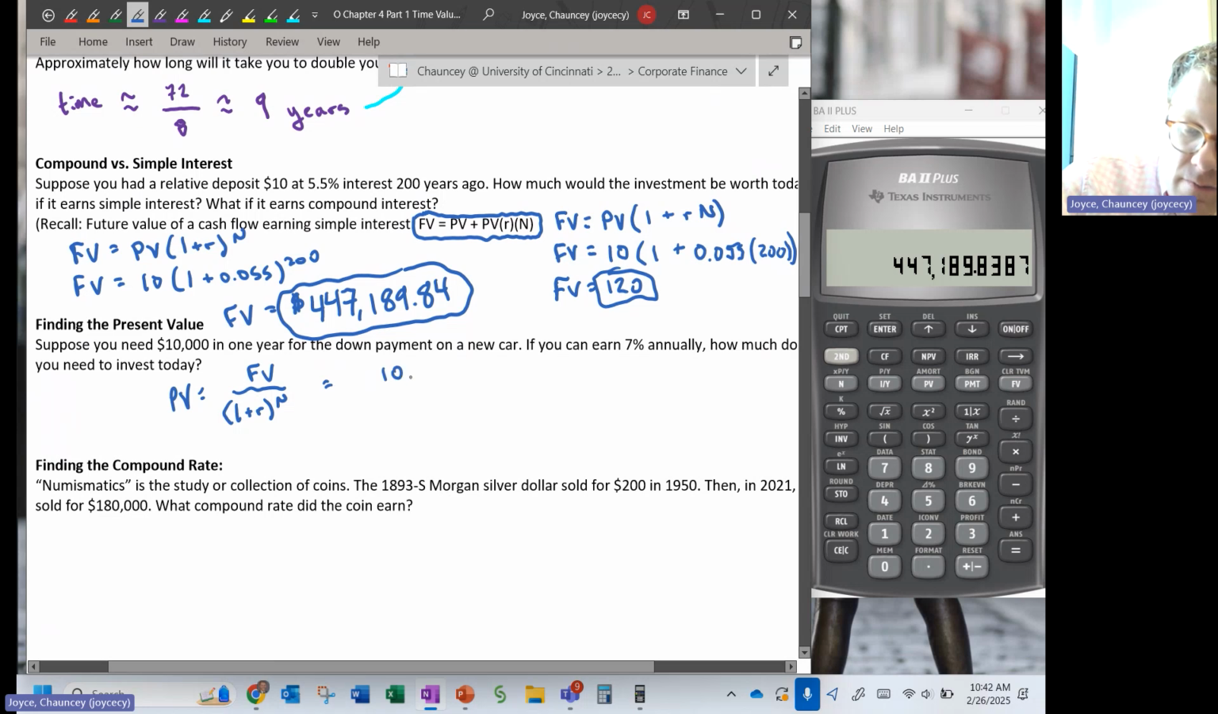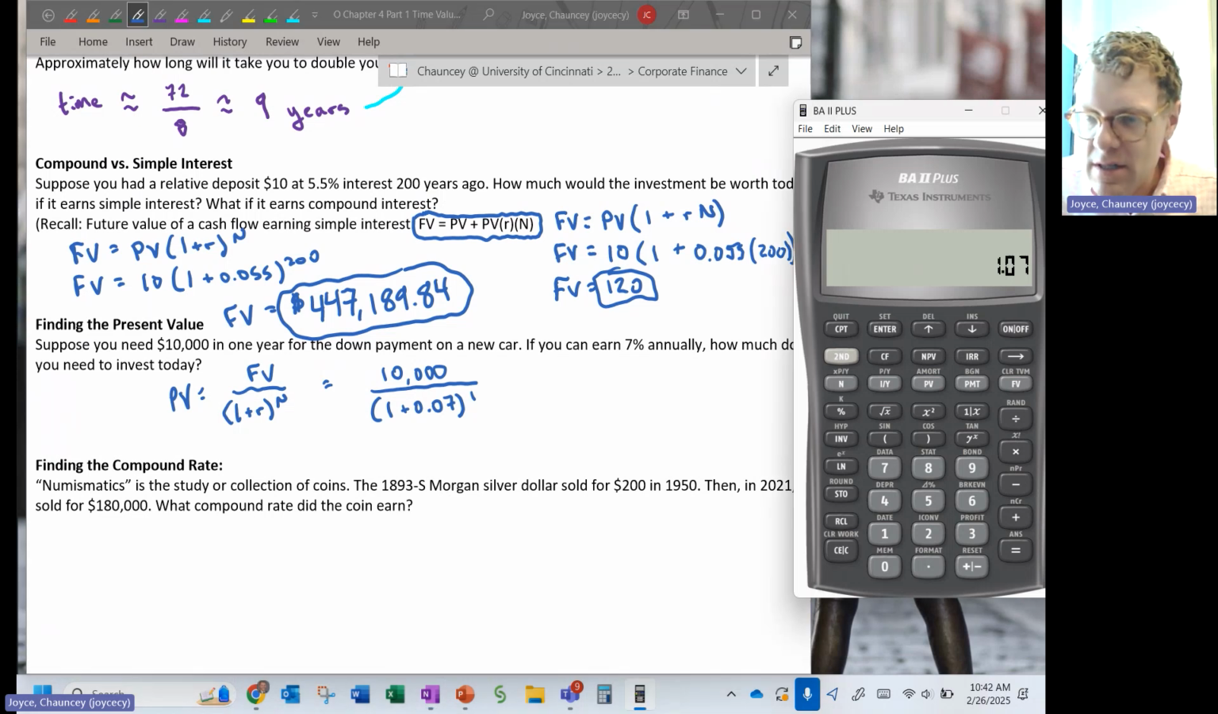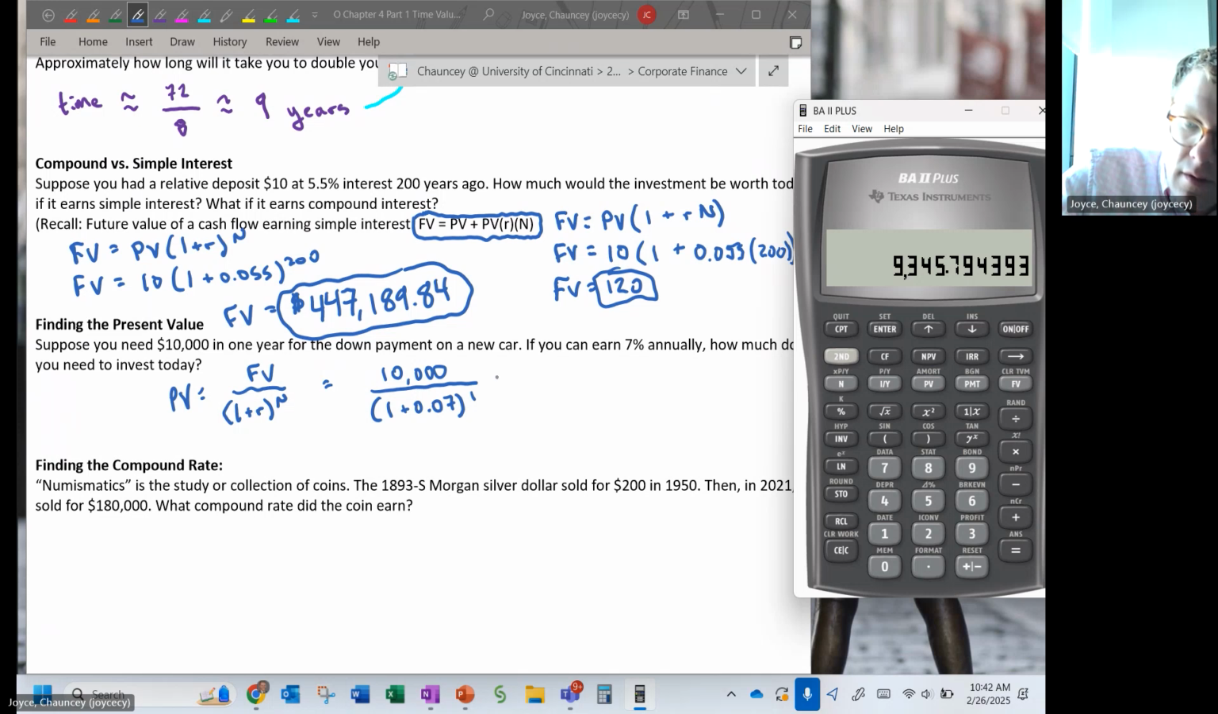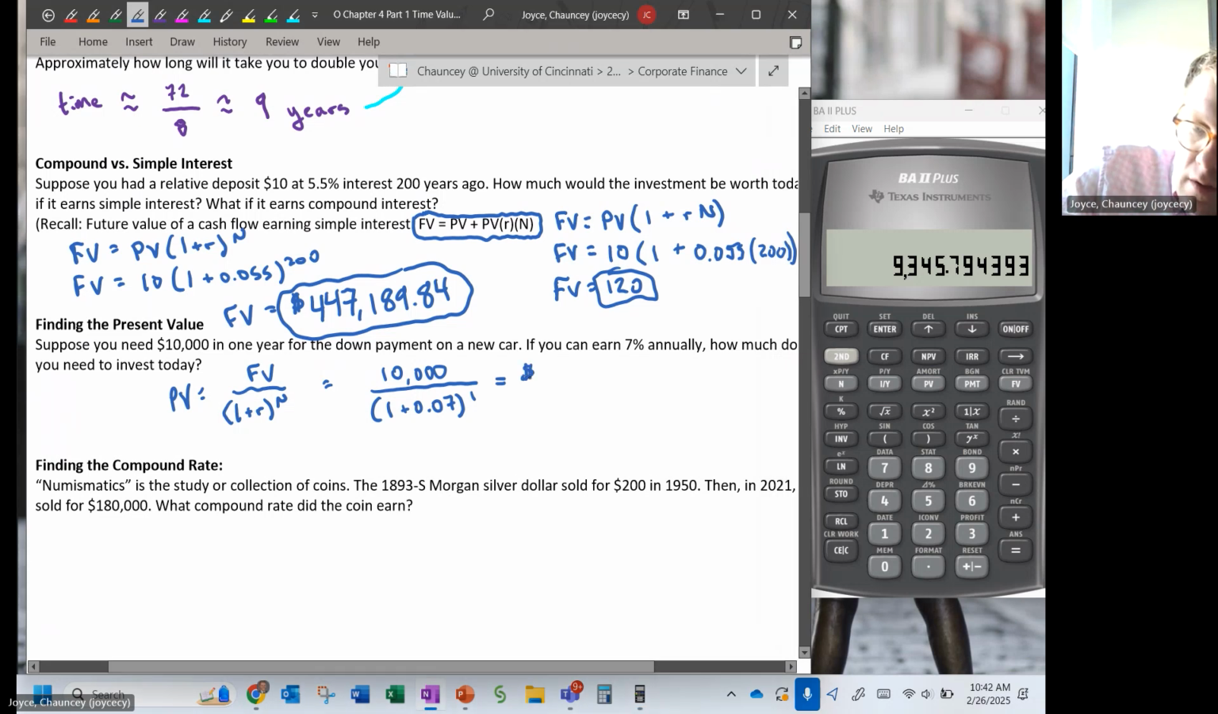Take a look. So your present value is your future value over 1 plus R to the n. So that's 10,000 over 1 plus 7% in 1 year. So that's just 1.07. Anything to the power of 1 is itself. If you're dividing by this, you could also take its inverse and then just multiply by 10,000. That comes to $9,345.79.